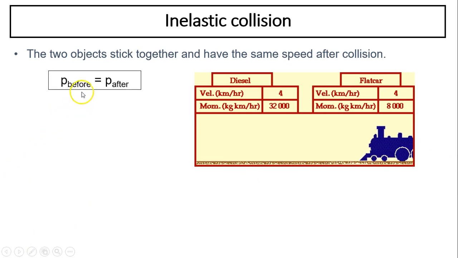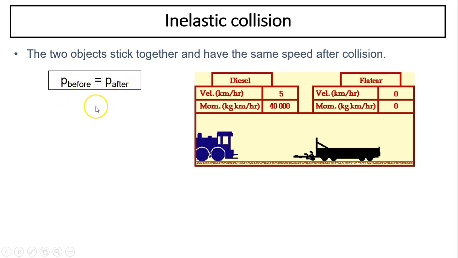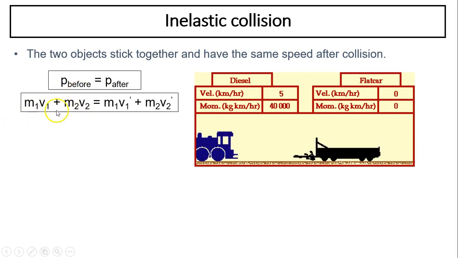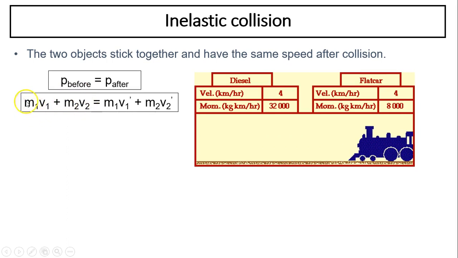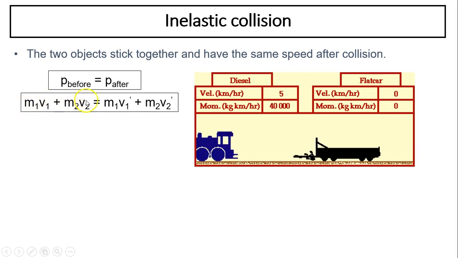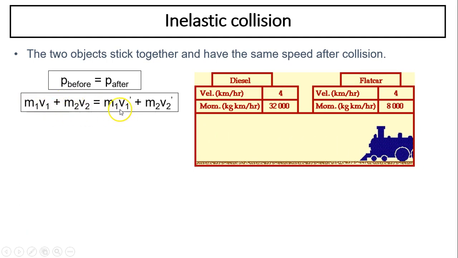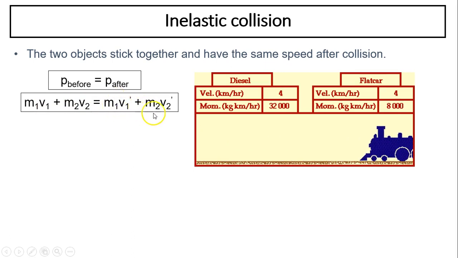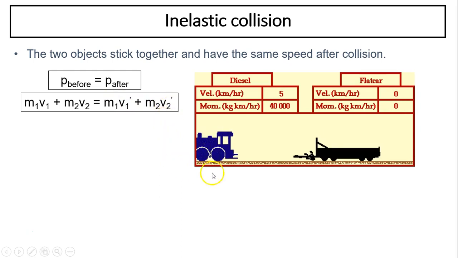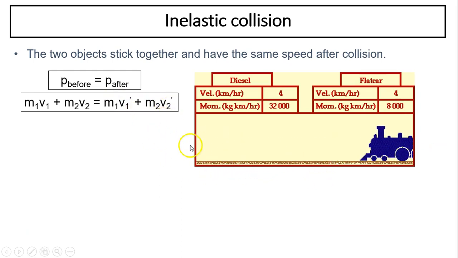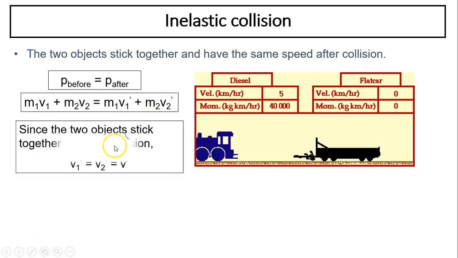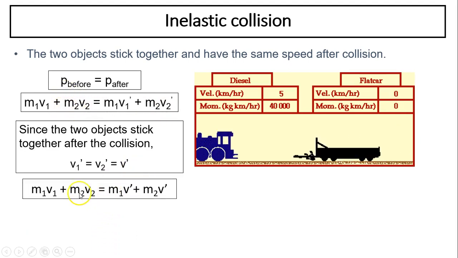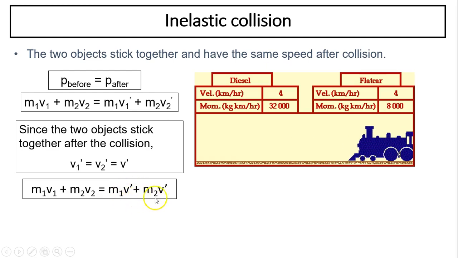In all collisions, momentum is conserved. P before equals P after. P before is the total momentum before the collision, m1 times v1 plus m2 times v2. That's the momentum of the first object plus the momentum of the second object before collision, which equals the momentum of the first object after collision plus the momentum of the second object after collision. Since after the collision both objects have the same speed, v1 prime equals v2 prime equals v prime. So we can rewrite this equation as m1 v prime plus m2 v prime.